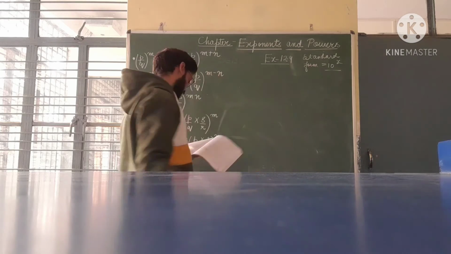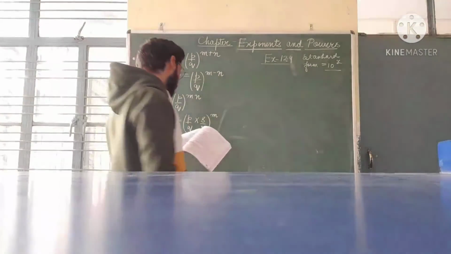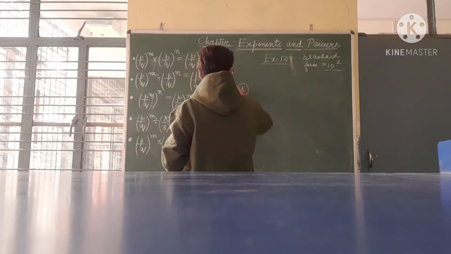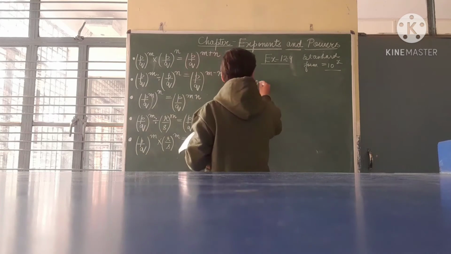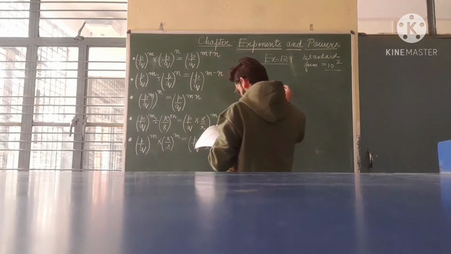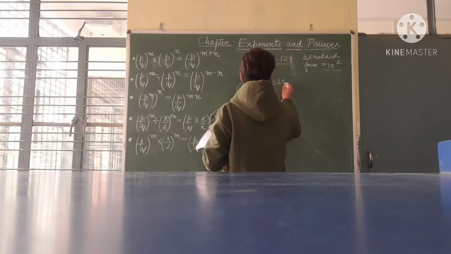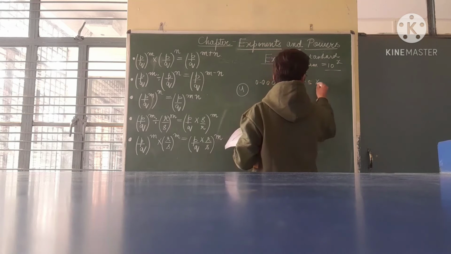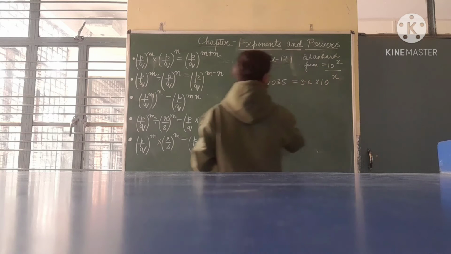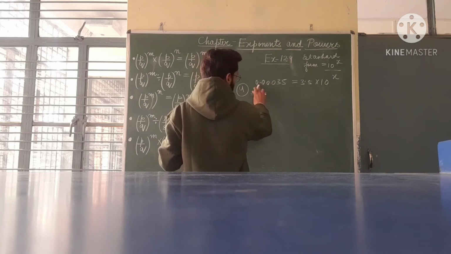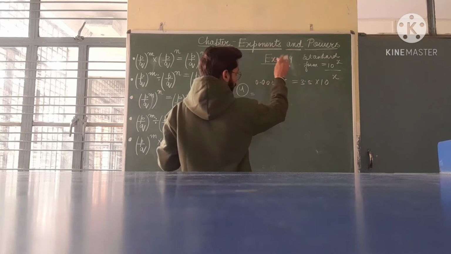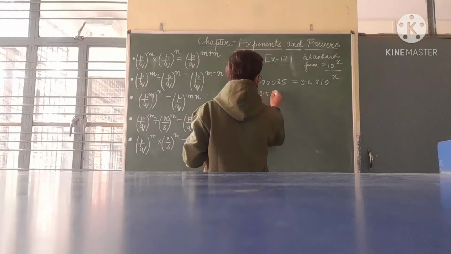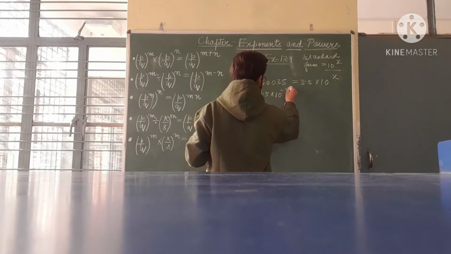Clear, students? Now, question number 4. 0.00035 is equal to 3.5 into 10 to the power x. What I have said is that if we move the point from left to right, then the power of 10 will become negative. That is 1, 2, 3, 4. So 3.5 into 10 to the power minus 4.